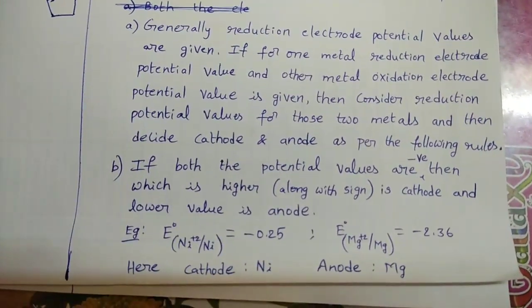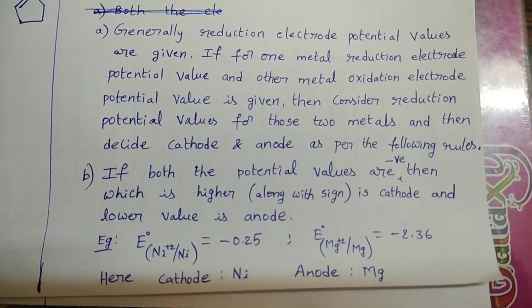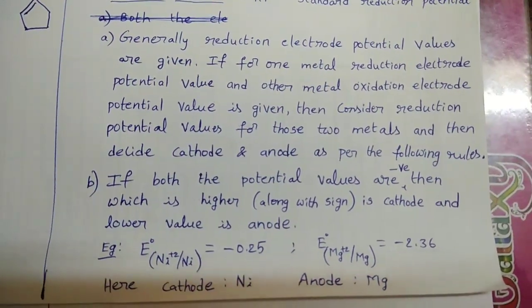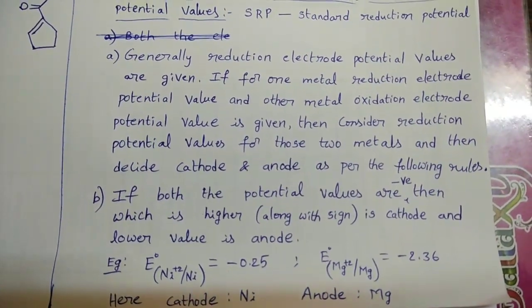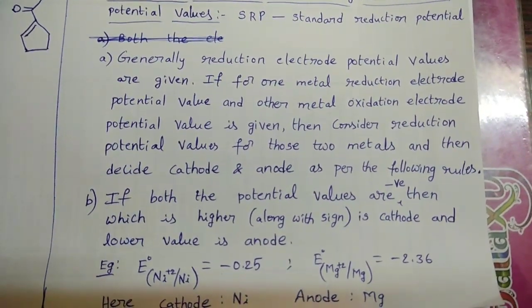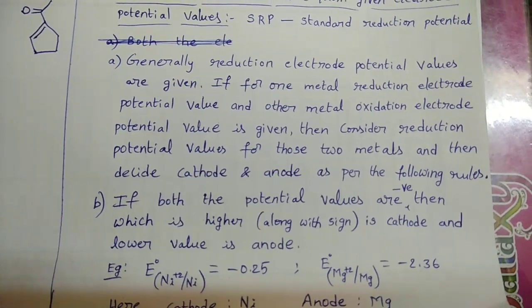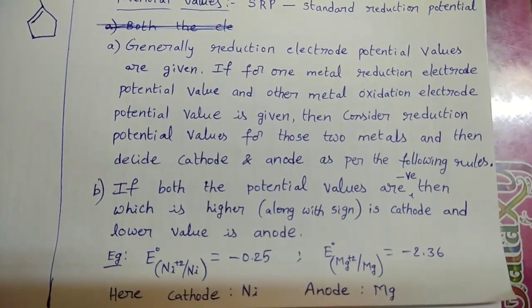For this, see the first rule. If both the potential values are negative, then which is higher? Along with the sign, we can decide higher value. That higher value is cathode and lower value is anode.